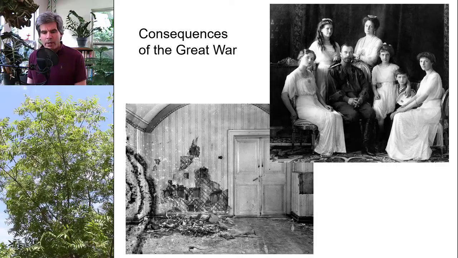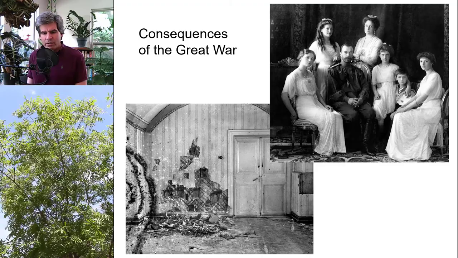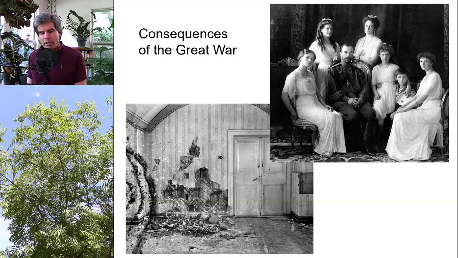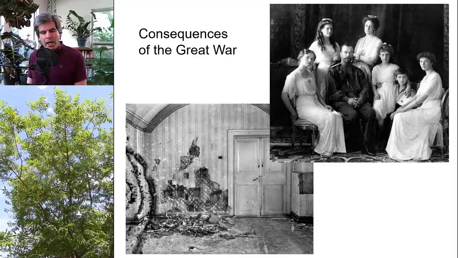On the screen, you see a picture of the Romanov family. There's Tsar Nicholas and his wife and their four daughters and their son. And there's also a picture of the house where they were killed. So this civil war in Russia led to the Bolsheviks taking control of Russia. And the Bolsheviks were influenced by Karl Marx, and they were led by Vladimir Lenin. And they formed what would eventually be called the communist government in Russia.